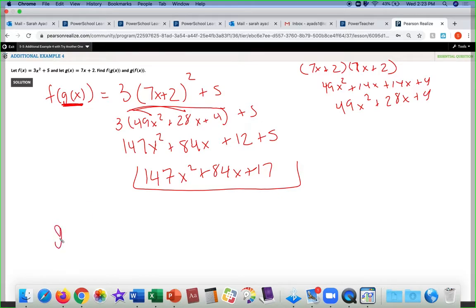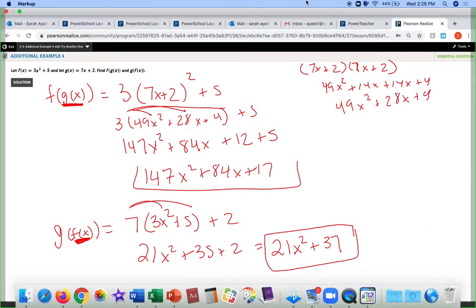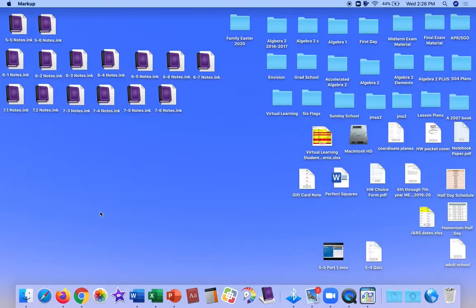Then, if I find g of f of x, I'm now taking the function g, 7 times something plus 2. I'm taking out the x, and I'm plugging in f of x. This is what I'm putting into the function, 3x squared plus 5. I distribute that 7, and I add the 2. So I get 21x squared plus 37. And there we go. Hopefully doing an additional example helped a little bit because these could be a little tricky.